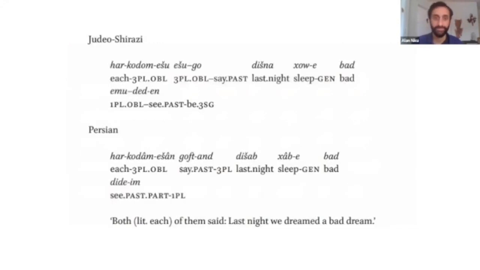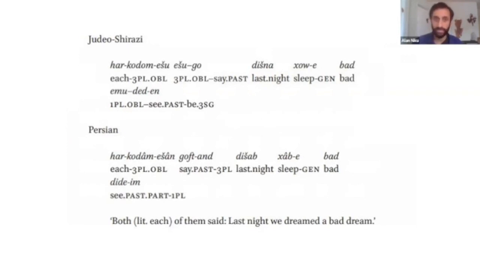Now, what about the Southwestern languages? Are these more similar to each other? Is Shirazi more similar to Persian at least? Well, let's take a look. The sentence is, both of them said, last night we dreamed a bad dream. In Persian, kind of a formal Persian, this is what's translated here. Or in more colloquial Persian, it would be slightly different.